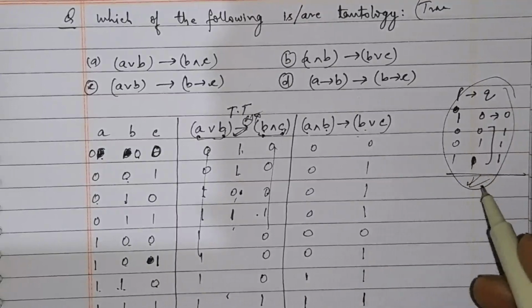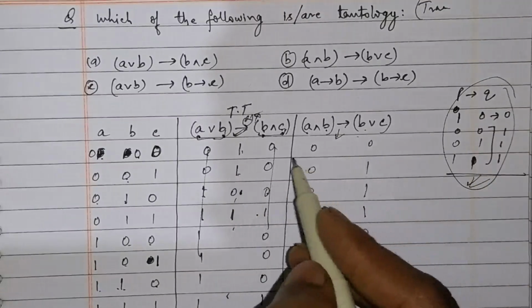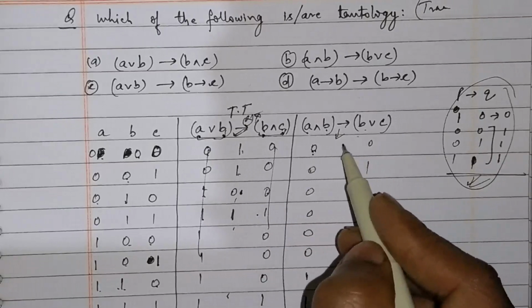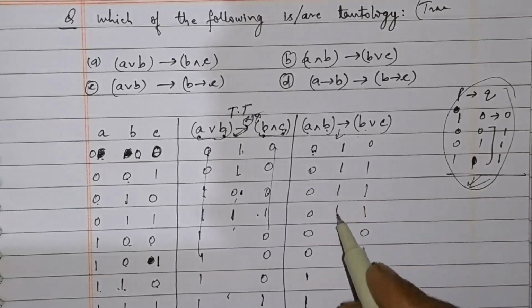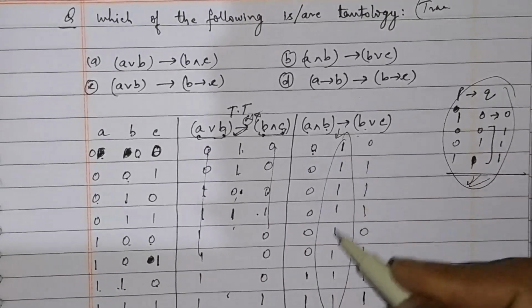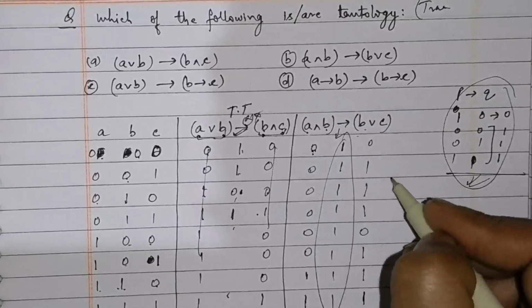Now using this truth table, we will derive this. It is 0. First term P is 0, then it is automatically 1, 1 1 1 1 1 1. So it is a tautology because all values are true. So option B is correct.